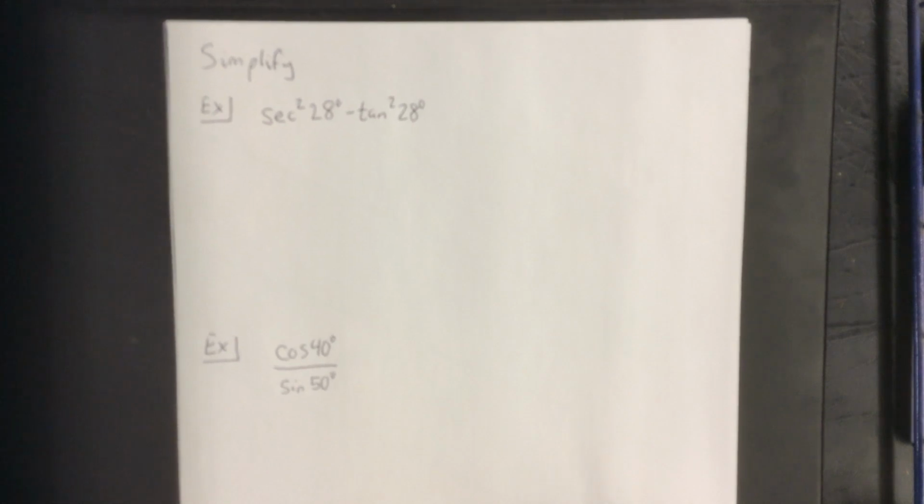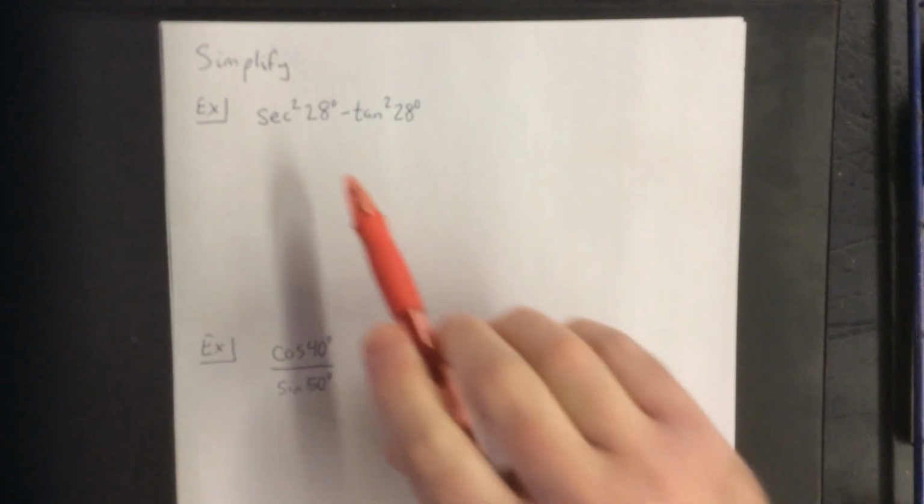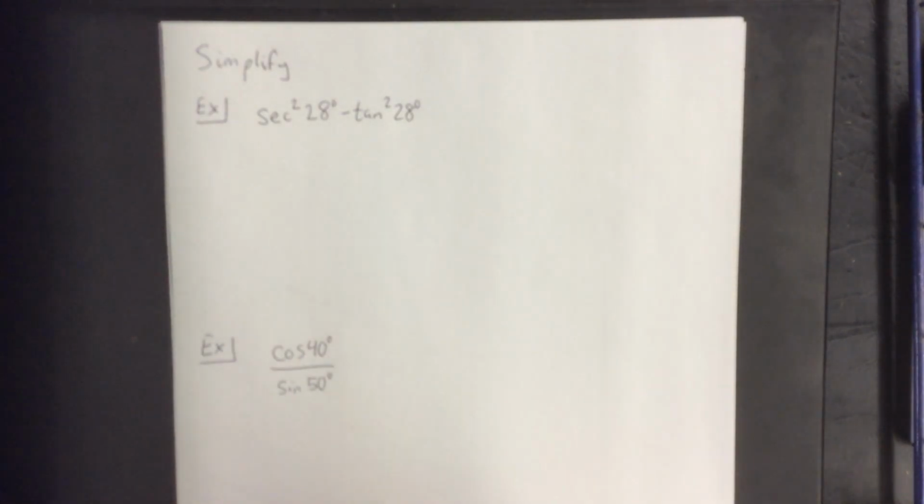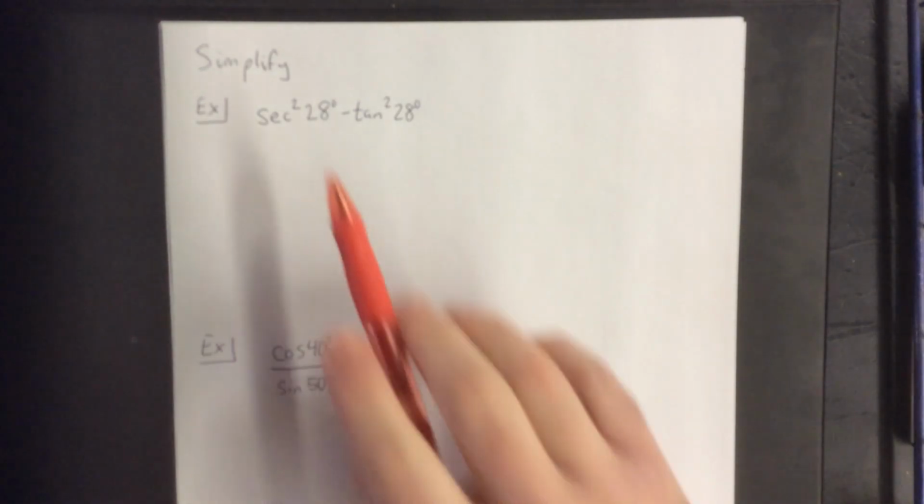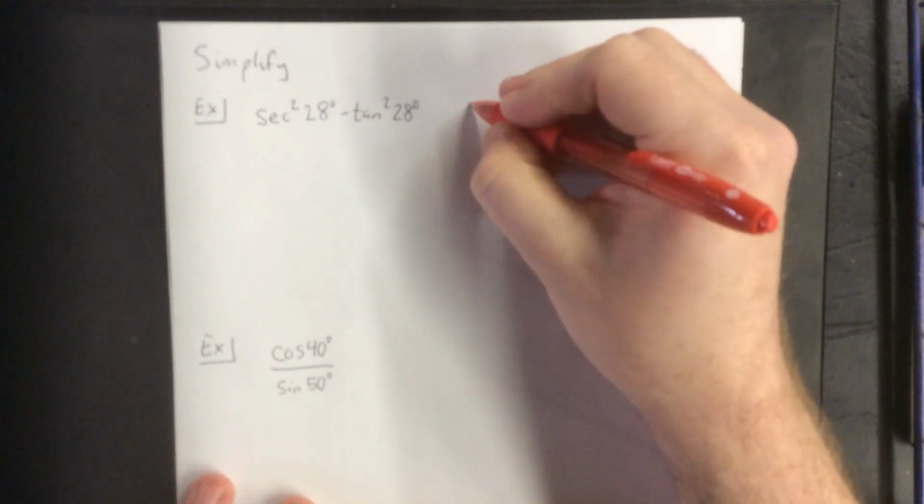We will start with the secant squared of 28 degrees minus the tangent squared of 28 degrees. So first thing to point out is that all of the angles are the same, so we don't need to worry about cofunction identities. We also see that there are squares of trig functions here.